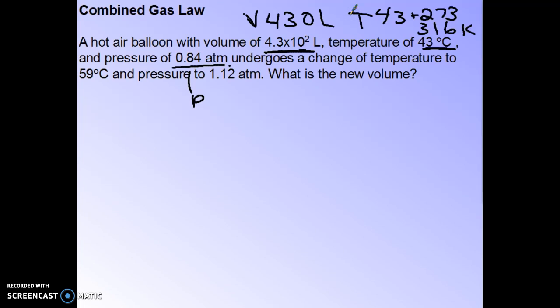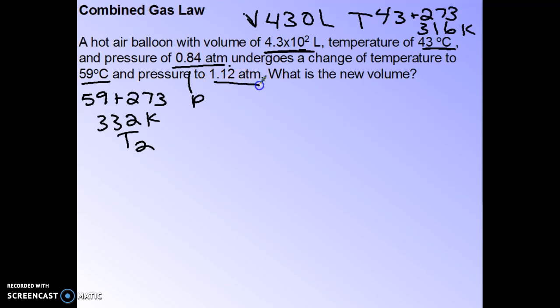Now it undergoes a change of temperature. So the temperature changes to this temperature here. Let's go ahead and change it to Kelvin. 59 plus 273 gives us, I'm just going to add it on my calculator. I don't want to think that hard right now. Okay, 332 Kelvin. This is our temperature 2, because it's after we've changed the temperature.